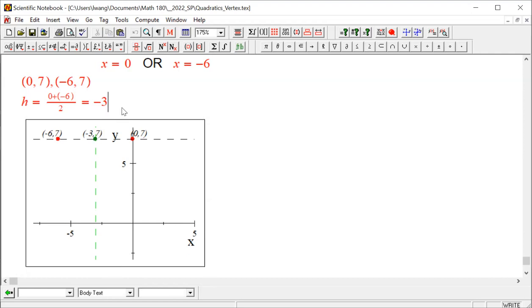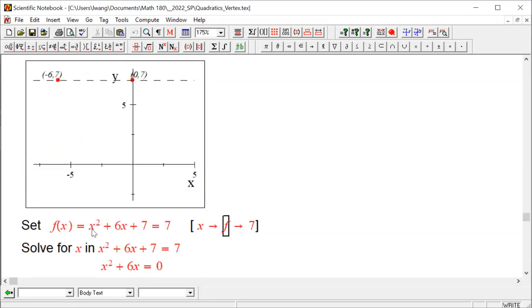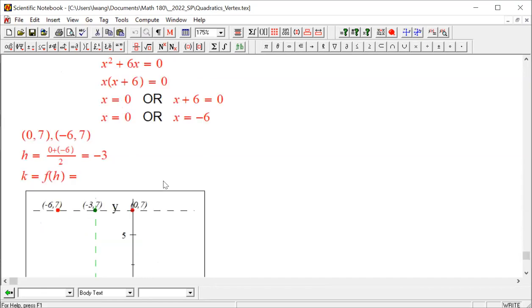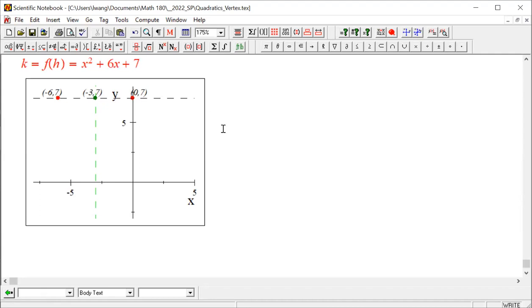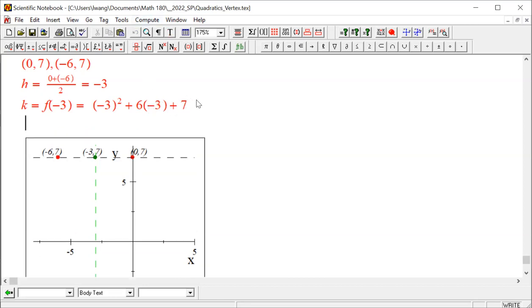Once we find the line of symmetry, K is equal to F of H. So what is our X? What is our F of X? We found this number by plugging in the number H. So H equals -3, and this X equals -3 here, and this X equals -3. And we just operate, and so that equals 9.